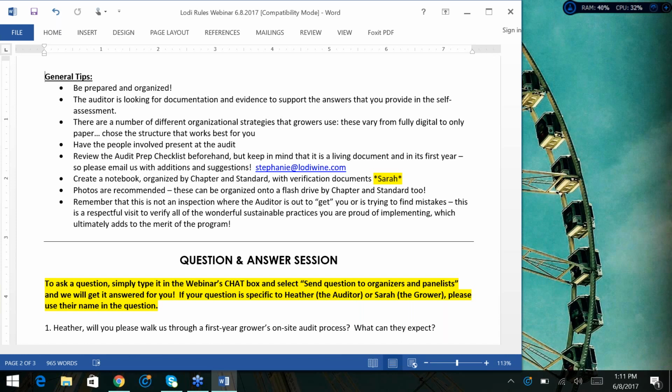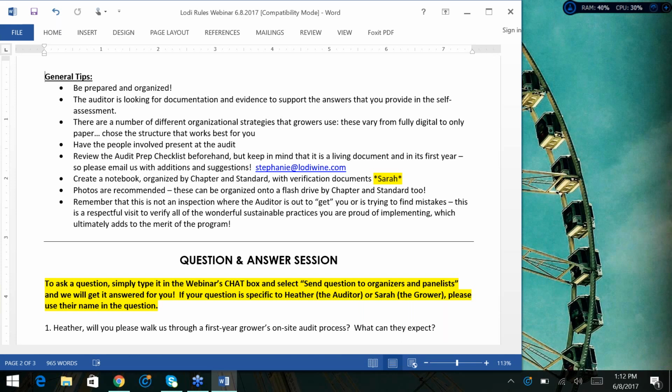And besides the fact that he has a whole bunch of fields within the program, if you're one of those growers that only has a couple of fields, it's going to be simple for you to create a binder with everything in it. If you're a grower that has 25 fields, it's going to feel a bit more challenging.